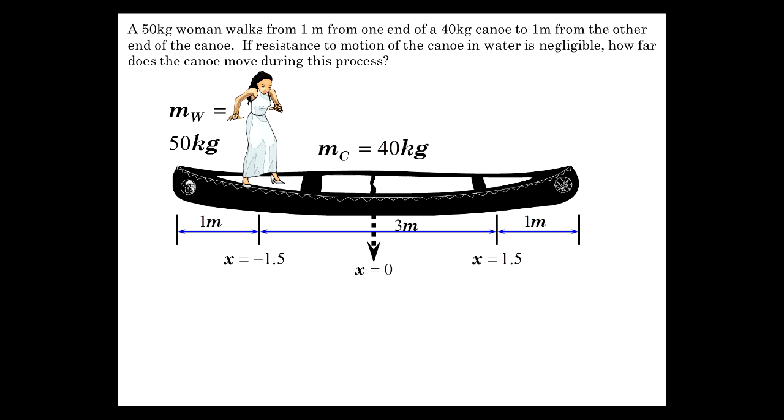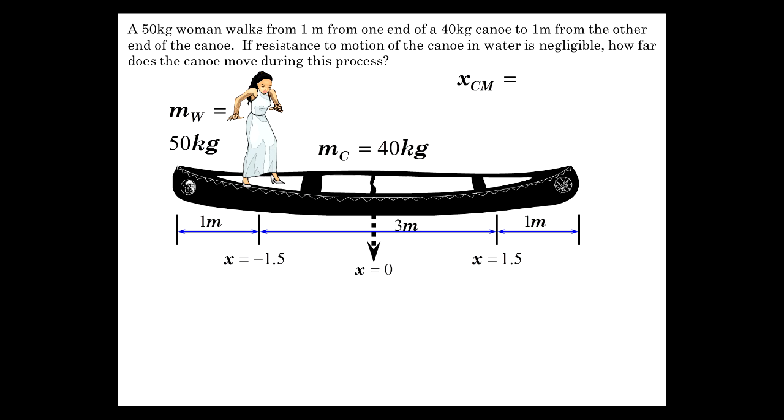And here are the dimensions. The entire canoe is 1 plus 1 plus 3, which is 5 meters, and the canoe's mass is 40 kilograms. So she's going to go from her position here at 1 meter from the end and walk along here, in high heels of course, to 1 meter from the other end.